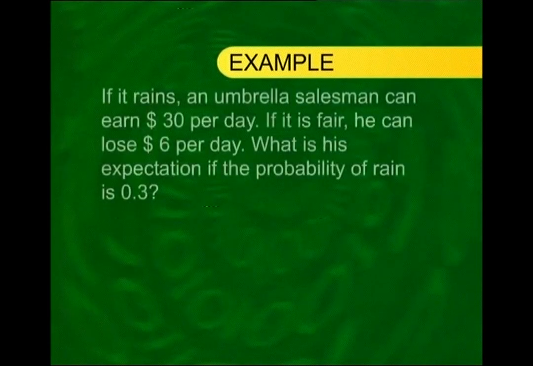This is the concept of mathematical expectation: the value that we expect to have on the average if we repeat the experiment a very, very large number of times. Let me explain this to you with the help of a very interesting example. As you now see on the screen, suppose we have a situation in which we can say that if it rains, an umbrella salesman can earn $30 per day. If it is fair, he can lose $6 per day. What is his expectation if the probability of rain is 0.3?